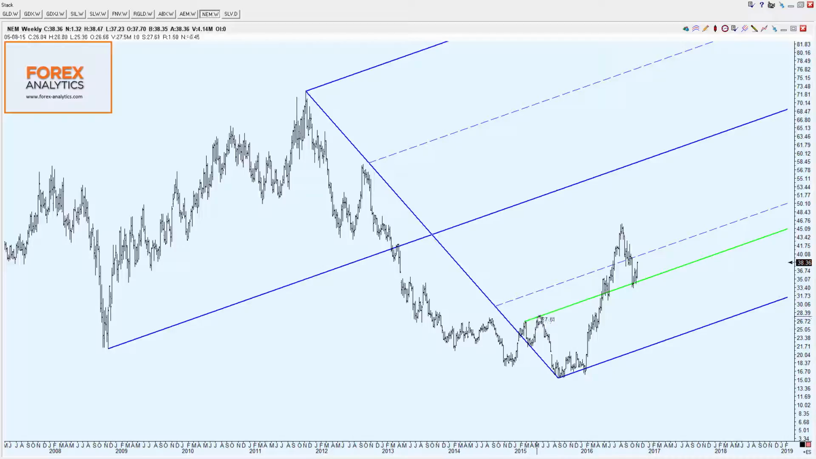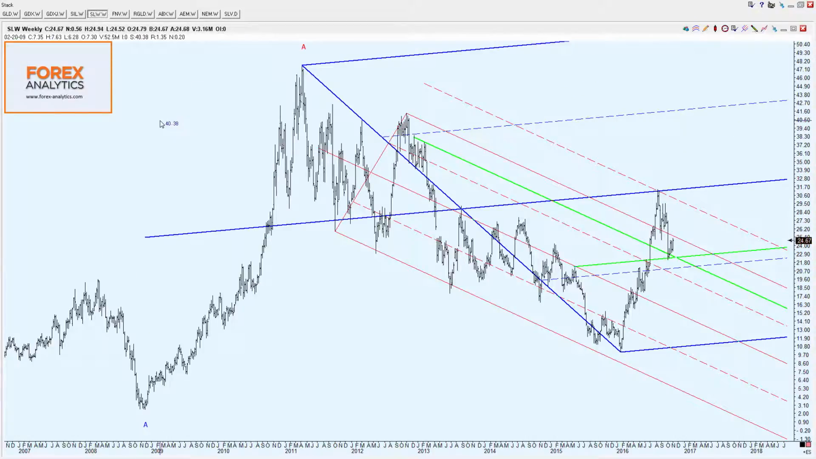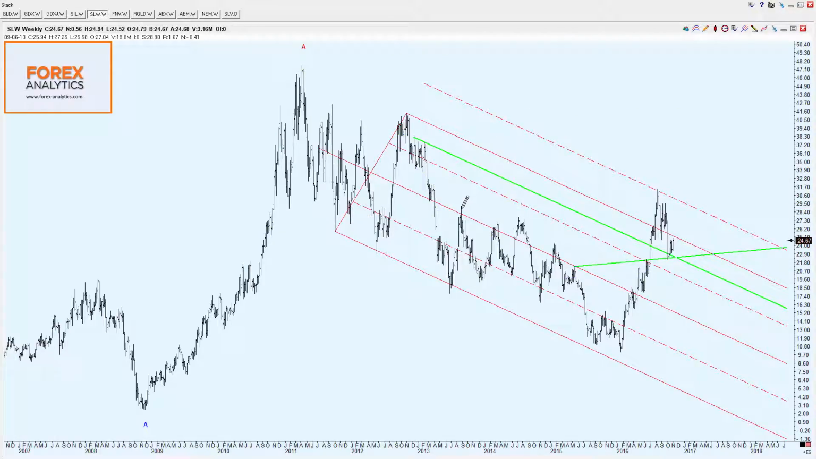You can see the sliding parallels. What I'm looking at here: resistance becomes support. Price is starting to move up a little bit. Okay, you wanted Silver Wheaton, which I also cover. Let me just get rid of that for a moment.